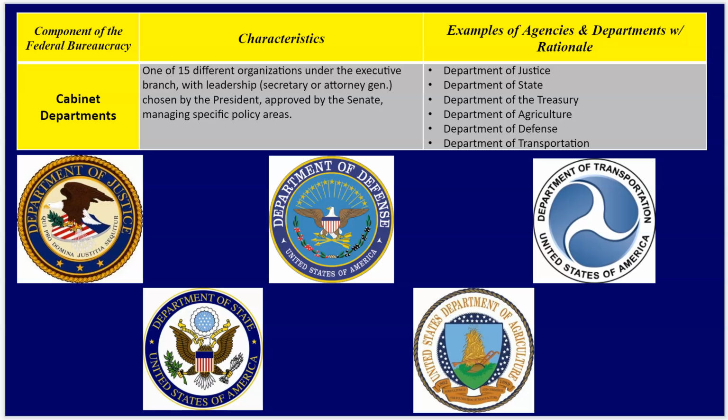Now, we have 15 of these. They are cabinet level, which means secretary of whoever is a part of the president's cabinet. The only one that doesn't have a secretary of that particular department would be Justice, and that is Attorney General. So the Attorney General is the head of the Department of Justice.